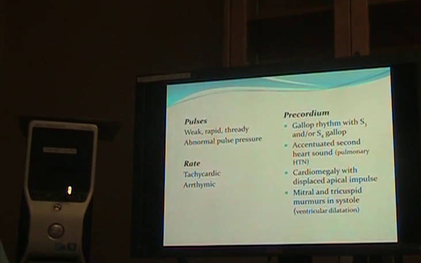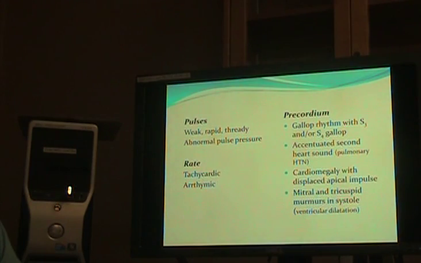cardiac disease. Feeling pulses is important and can give you certain hints as far as the pathophysiology that's occurring in the heart. Are the pulses weak? Are they rapid? Are they thready? Do you feel an abnormal pulse pressure, for instance? Tachycardia is a manifestation of many pathophysiologies. It's very non-specific. But arrhythmias is something that you need to consider in all your heart patients.